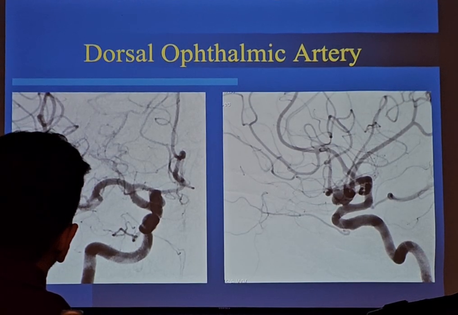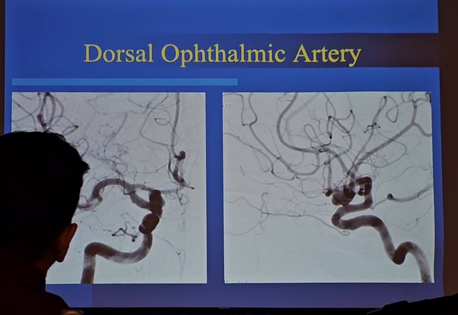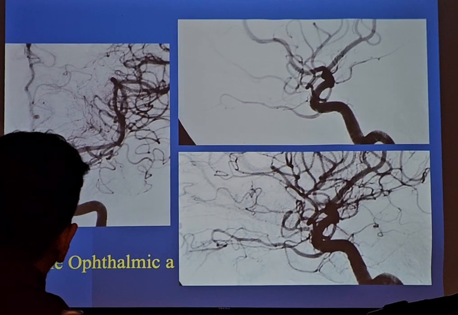The other one, the dorsal ophthalmic, we extensively discussed. The cavernous sinus origin of the ophthalmic artery goes through the superior orbital fissure and reaches the orbit through the superior orbital fissure.